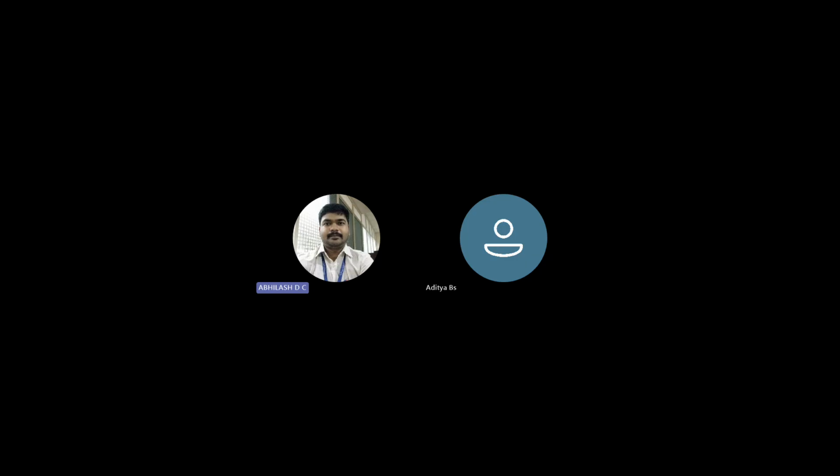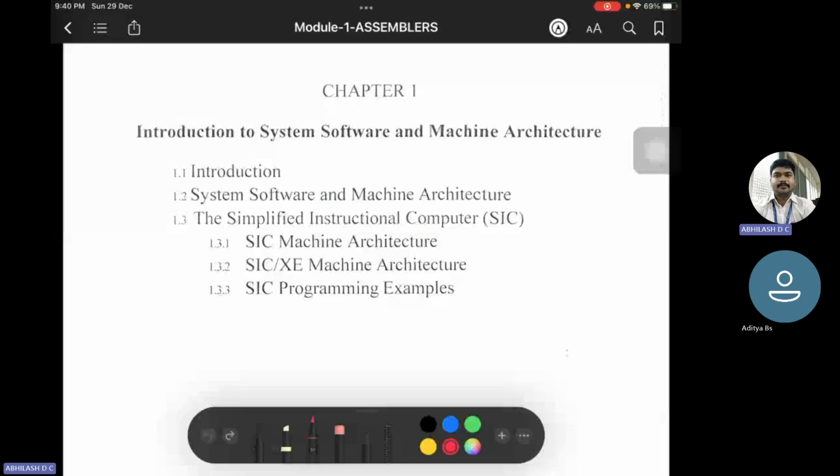Today we'll be looking into the concept of system software. System software has 5 modules, and the first module is all about the introduction to system software and machine architecture. Here we speak about what exactly system software is, how to deal with it, how they are created, how they are written, and how they work.